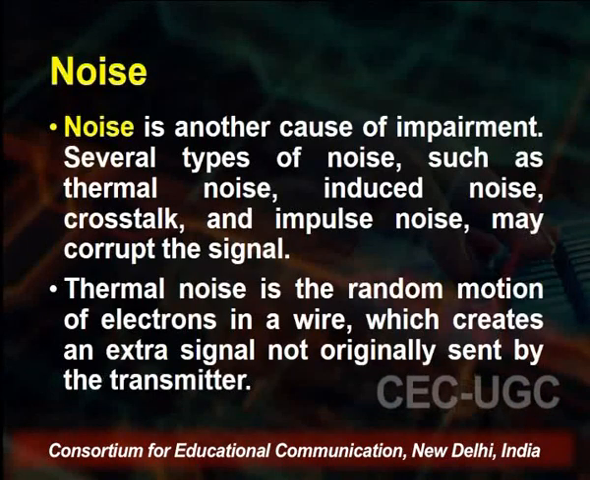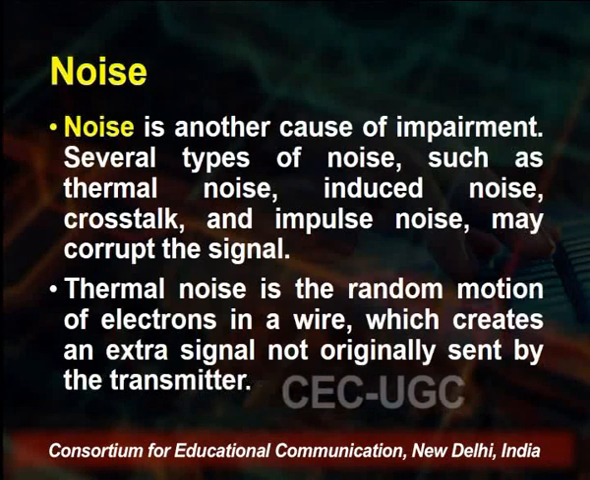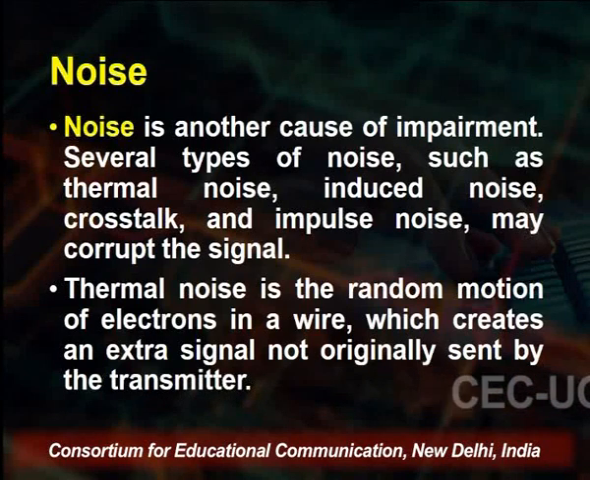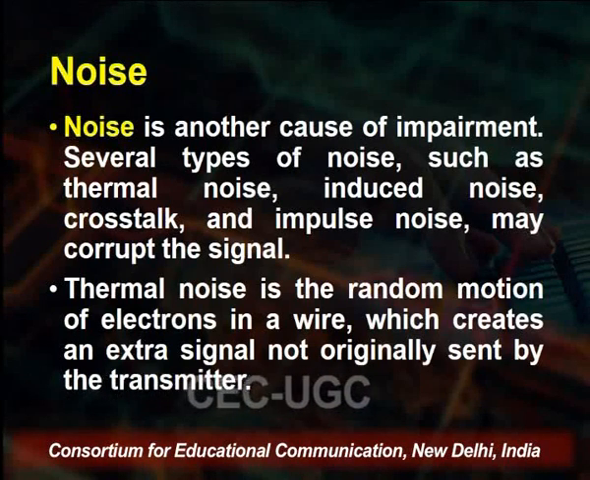The third reason for signal impairment is noise. Now noise is also a cause of impairment, because several types of noise can be there, such as thermal noise, induced noise, or there can be crosstalk, and impulse noise may corrupt the signal.